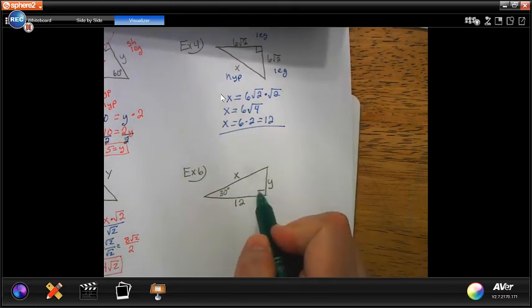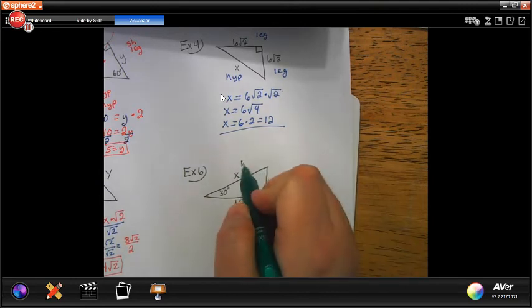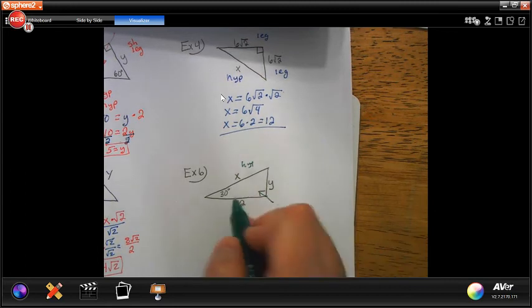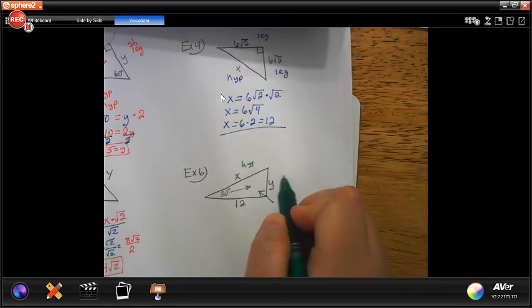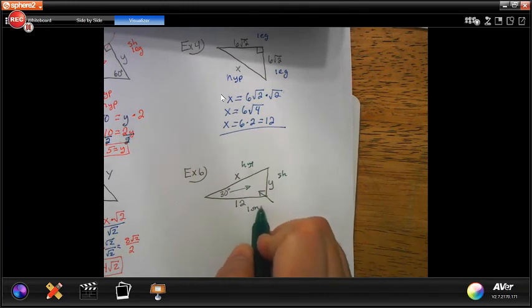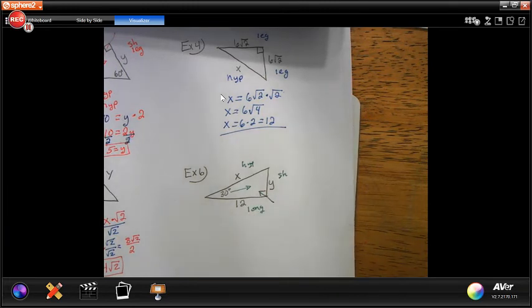So the right angle points to the hypotenuse. This one, it is very important you label the sides. The 30-degree angle points to the short leg, and then the long leg is on the other side.